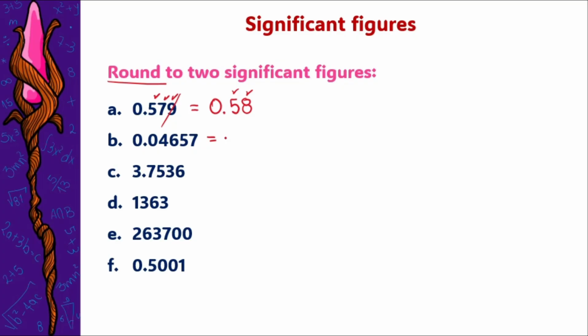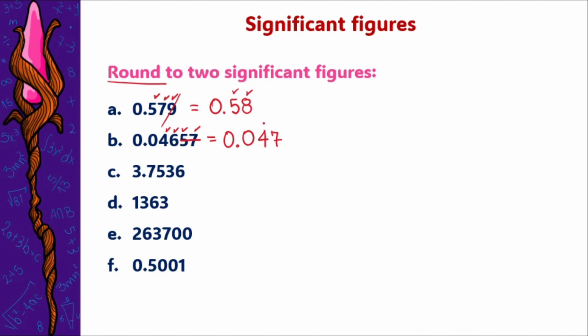Let's check this one. 1, 2, 3, and 4 significant figures. So we need to get rid of these two, so it's just going to have two significant figures. So it's going to be 0.040, and then we check. The next number is a 5, so it goes up to a 7.